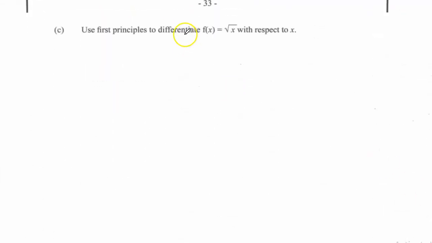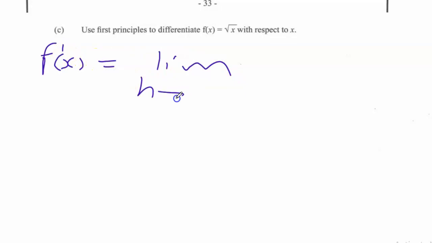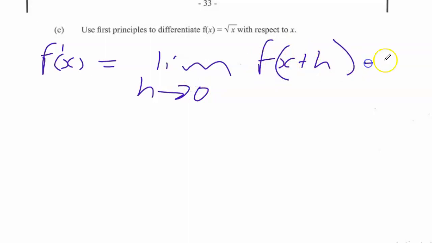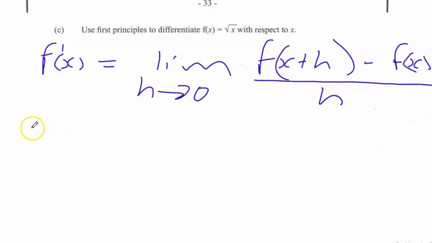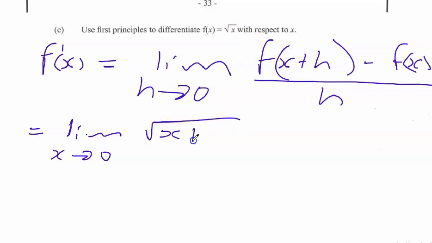Use first principle to differentiate f of x equal to root x with respect to x. So the first principle's formula says that f prime x is equal to the limit as h approaches 0 of f of x plus h minus f of x over h. So we have a limit as h approaches 0. Now f of x plus h, replacing x with x plus h, so that's root x plus h minus f of x, which is root x, over h.